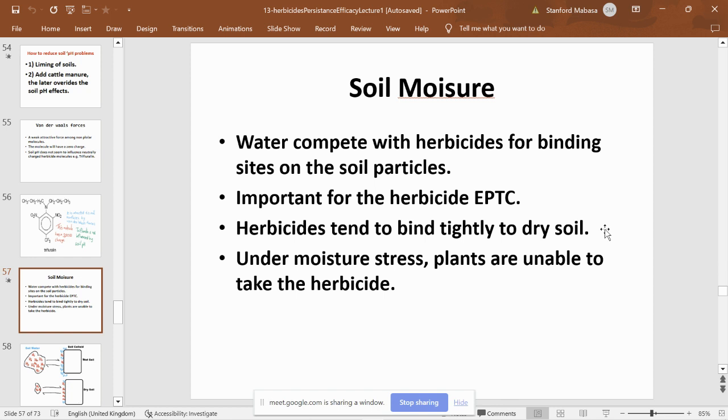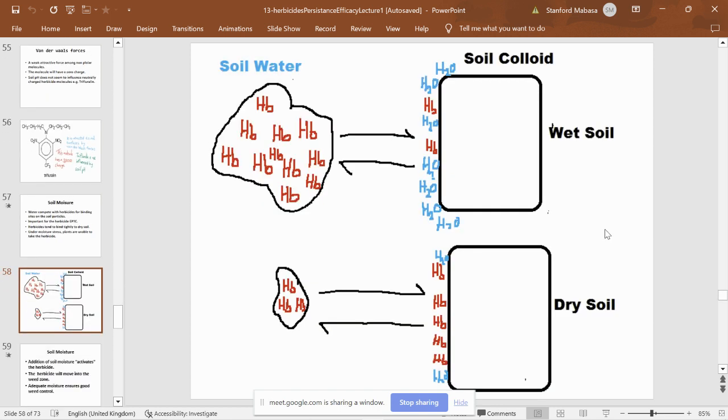Herbicides tend to bind tightly to dry soil. That's why we apply EPTC under dry conditions. If we do it under wet conditions, we may lose the herbicide. You must be aware that under stress, the pre-emergence herbicides may not work because they are not available to the crop.